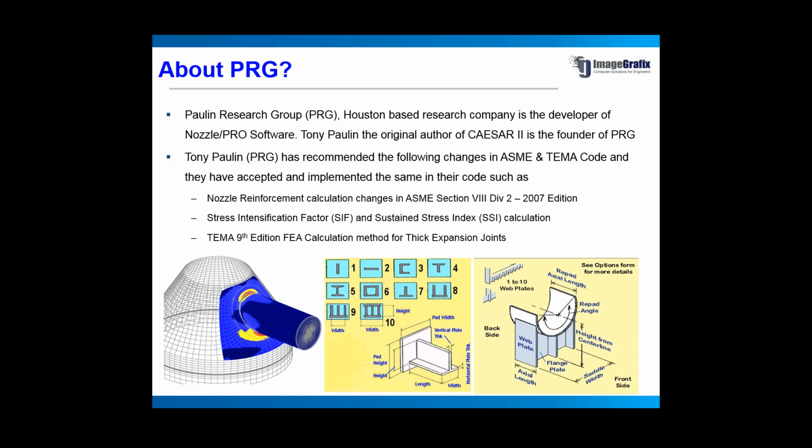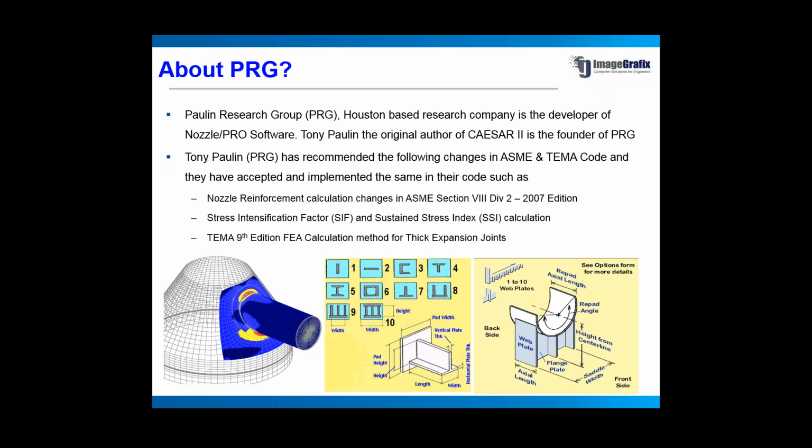And Nozzle Pro, from the PVElite point of view, even though I talked mainly about the thick expansion joint and the nozzles, apart from that, Nozzle Pro has a facility to perform the FE analysis for saddles. That is probably a replacement of the Zick analysis. Then it has the vessel attachments. So in order to support the pipe, if you are taking a vessel attachment from the structural, if you want to perform the FE analysis for that also, you can use Nozzle Pro.